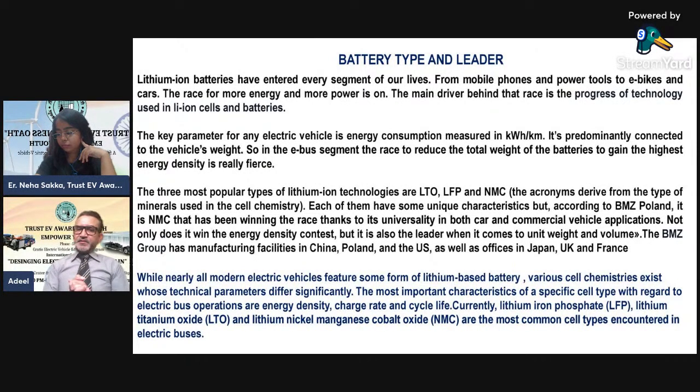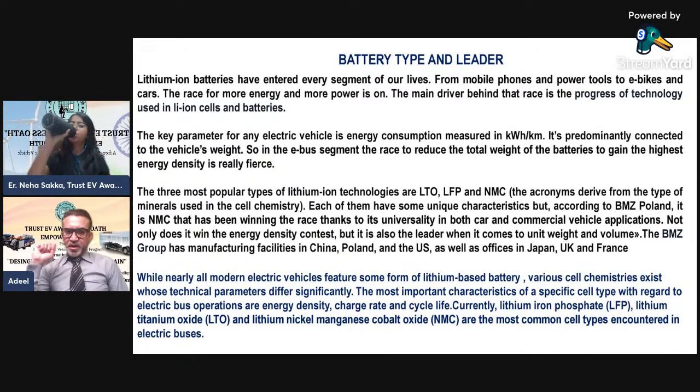Not only does it win the energy density contest, but it is also the leader when it comes to unit weight and volume. The BMZ Group has manufacturing facilities in China, Poland, and the US, as well as in Japan, UK, and France. While nearly all modern electric vehicles feature some form of lithium-based battery, various cell chemistries exist whose technical parameters differ significantly. The most important characteristics of a specific cell type with regard to electric bus operations are energy density, charge rate, and cycle life.